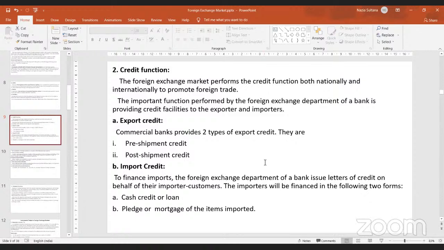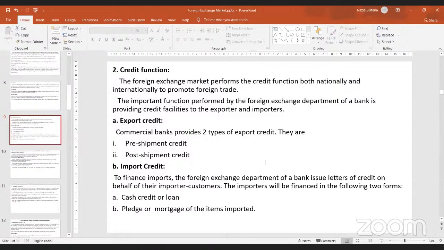At the same time, they can take credit even from international forex markets which are outside the country. So internationally and nationally, you can seek credit support for executing your import export activities. Now, the moment you say export credit, banks basically provide two types of export credit. One is post shipment and one is pre shipment.